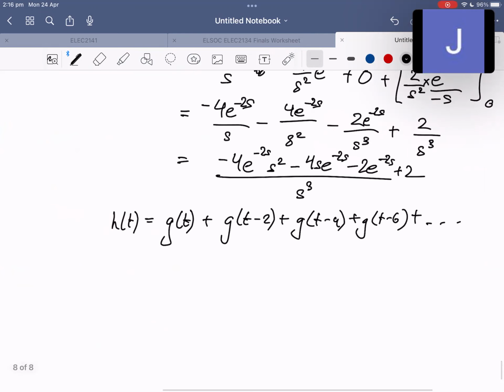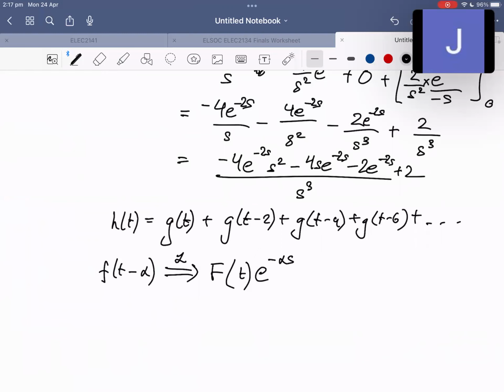Now, if you recall from the Laplace transform table, there should be a very well-known property that if you have a time delay, f of t minus alpha, the Laplace transform of that is capital F of s times e to the minus alpha s. So all a time shift does in the Laplace domain is add an exponential, e to the minus alpha s.